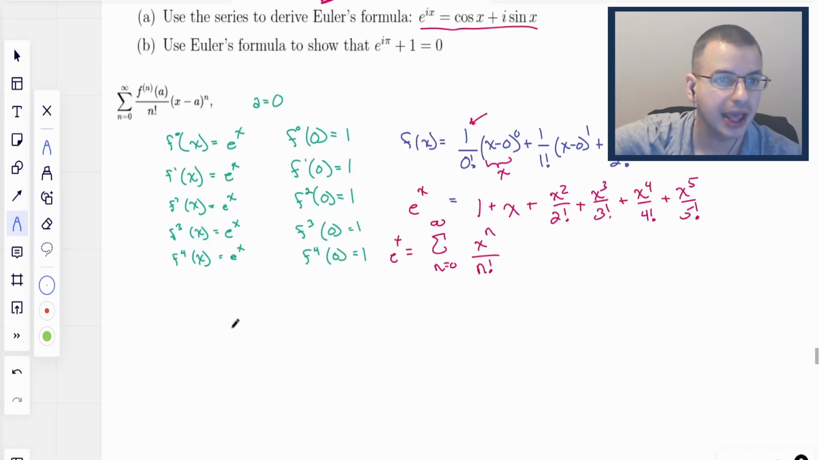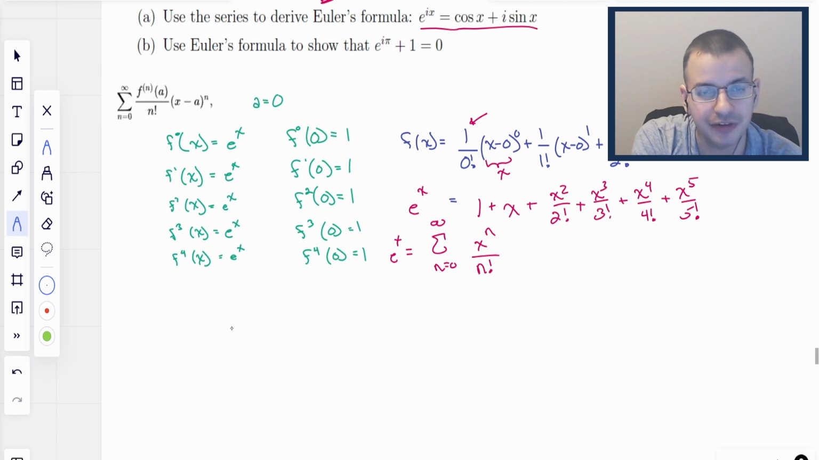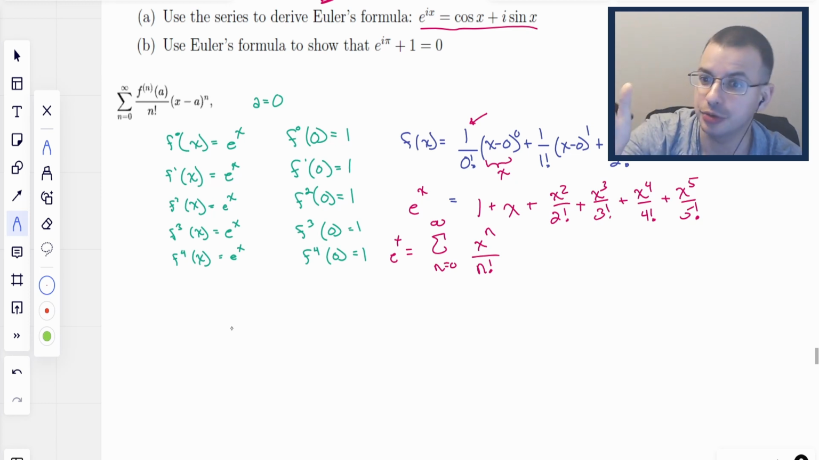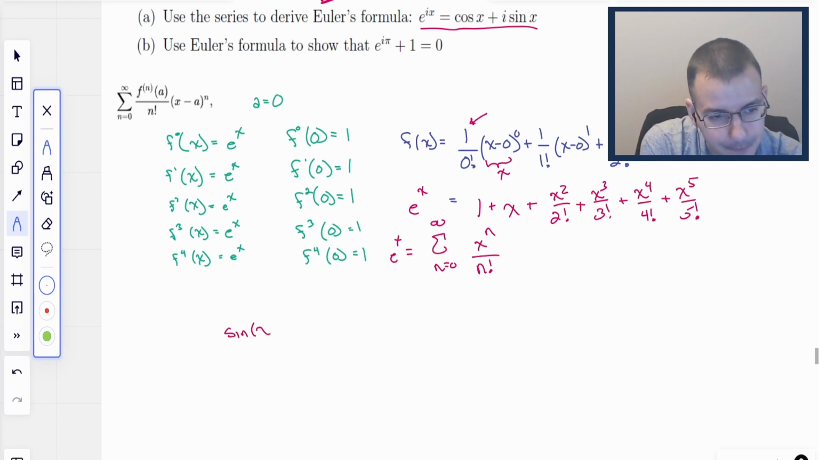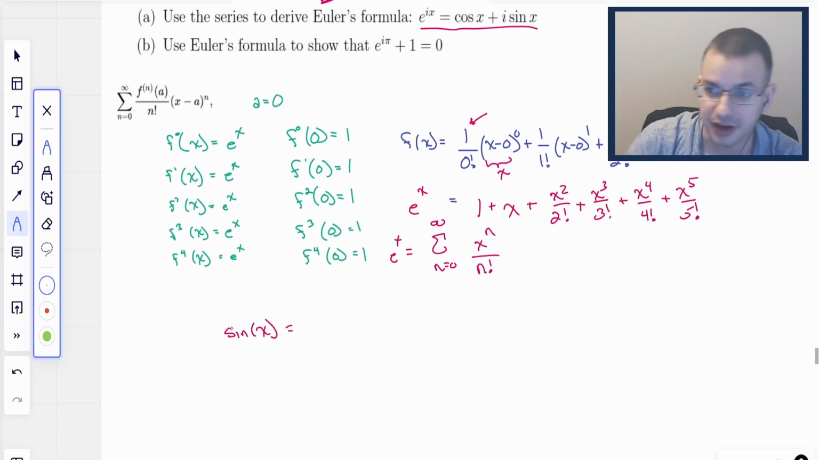So now we're going to look at how we use the definition of e to the ix to show that e to the ix equals cosine of x plus i sine of x, Euler's formula. So I'm going to write up the Taylor series for sine of x and cosine of x. Now, to actually find these, we'd follow the exact same pattern we just did to find e to the x. These are something you're kind of allowed to memorize, so I'm just going to put it up right now.